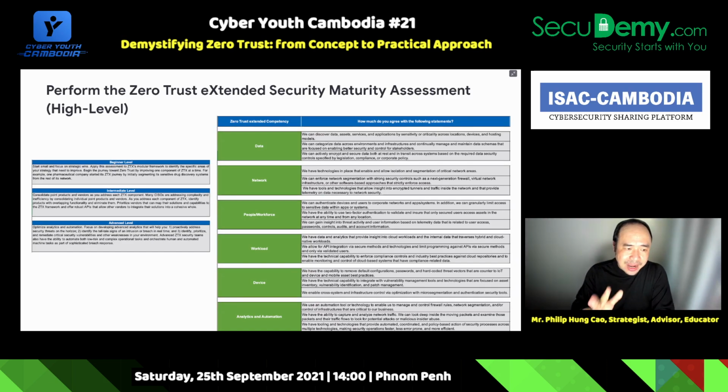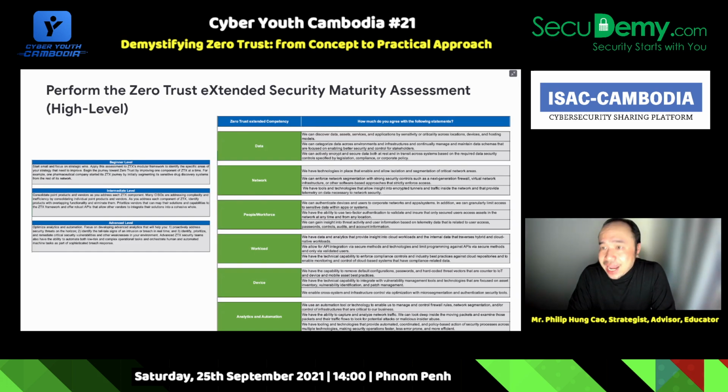In the advanced level, you can automate the complex operational tasks, and you can automate the orchestration for the human analytics. And not only the human tasks, but also the machine tasks, which are the playbooks that you will use in your Zero Trust SOC, to automate and respond to the incidents that you see across your zero trust environment.